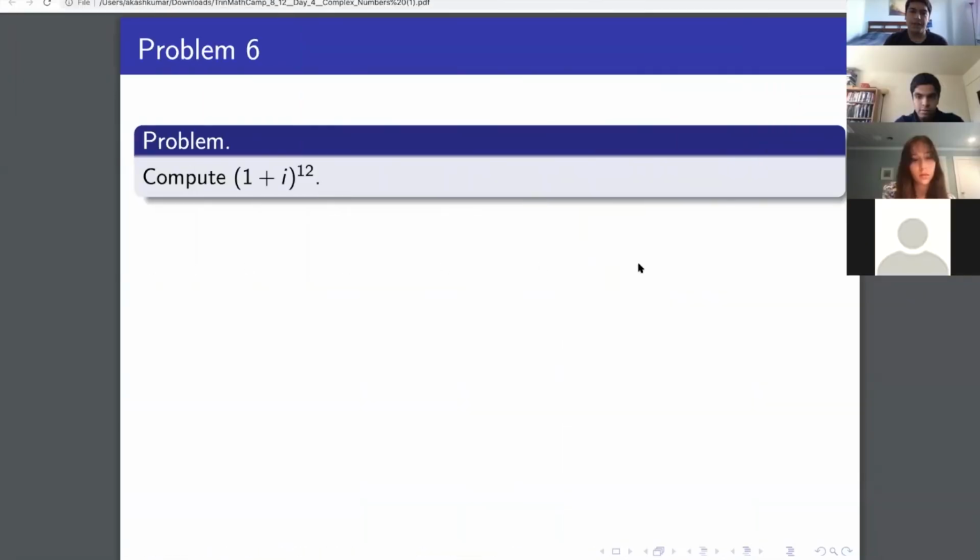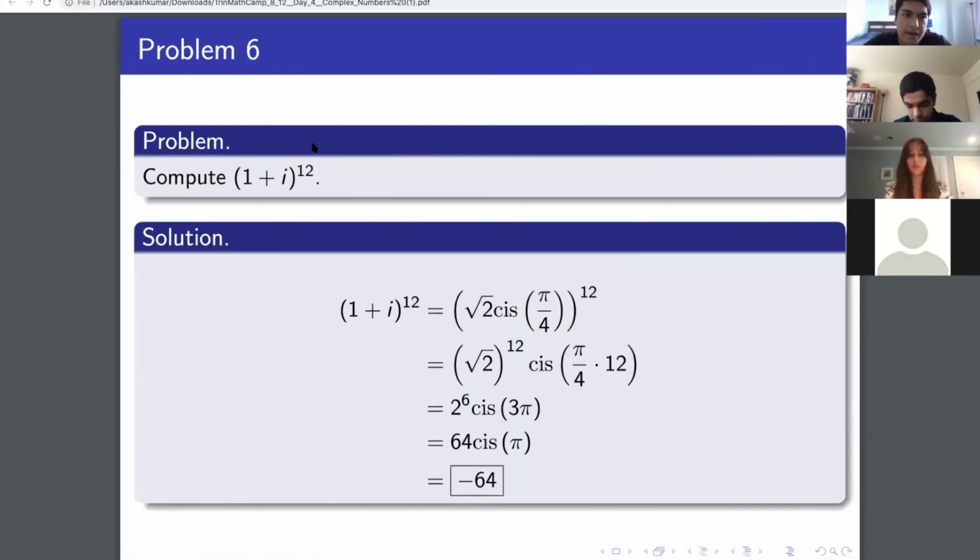Now that we know that angles add and magnitudes multiply, let's compute 1 plus i to the 12th power. Before, we might have just expanded everything, but we probably don't want to expand something 12 times. So this is the polar form. The magnitude of 1 plus i, if we plot it on the plane, would be root 2, right? If we put it on the plane, it would be around here. This part is root 2, because this is 1 and this is 1. And you can obviously see this angle is 45 degrees, or in radians, pi over 4.